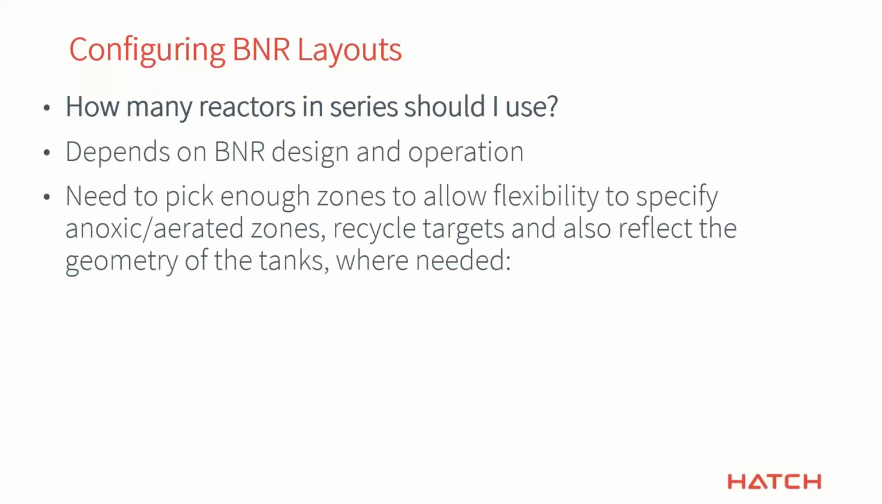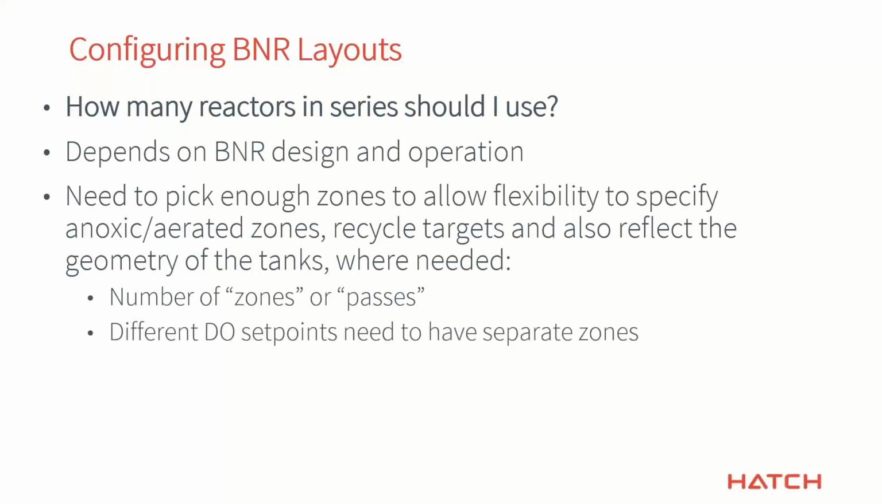So, for example, you have two passes in an MLE zone. You have an anoxic section, and then you have an aerated section. But in the A2O process that I'm going to go through with you, you actually have to have an anaerobic zone, followed by an anoxic zone, followed by an aerobic zone. So you need at least 3 in that case. So you're going to have to choose to define it in a way that allows you to define those zones separately from each other.